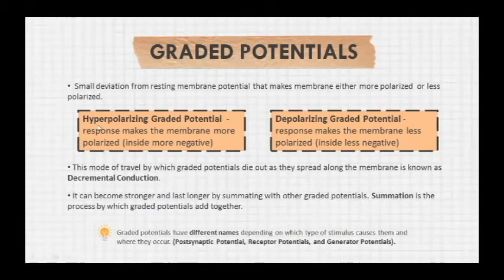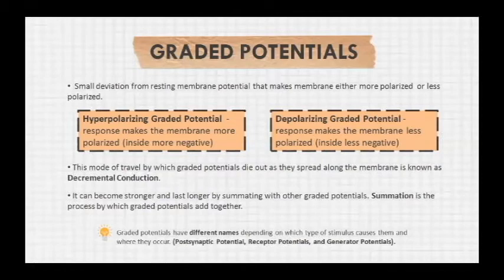While in a depolarizing graded potential, the response makes the membrane less polarized, meaning the inside would be less negative or more positive. That is why, from the word itself also, depolarizing means making it less polar. This mode of travel by which graded potentials die out as they spread along the membrane is known as decremental conduction. It can be stronger and last longer by summating with other graded potentials, in which summation is the process by which graded potentials add together.